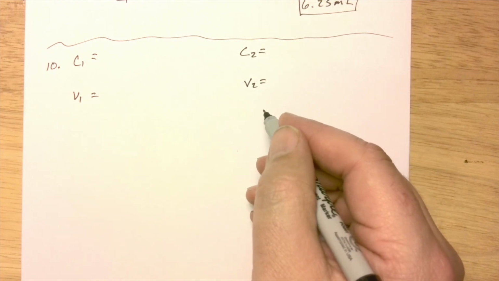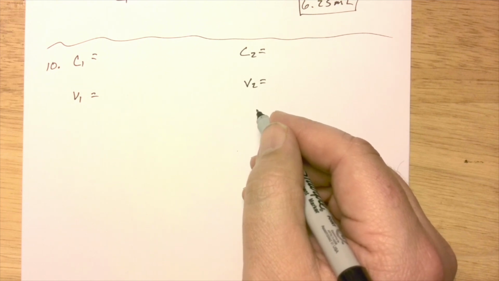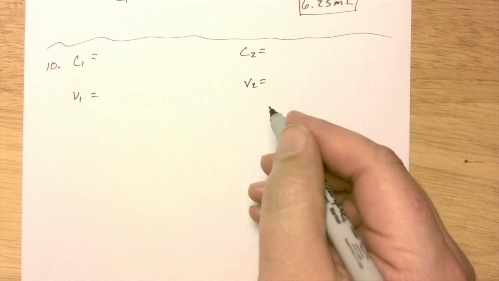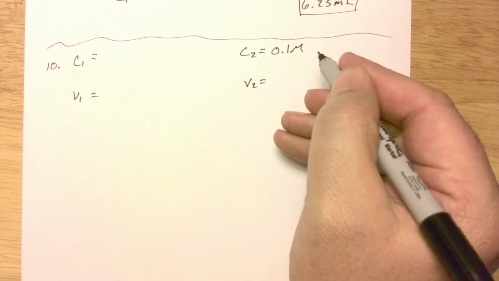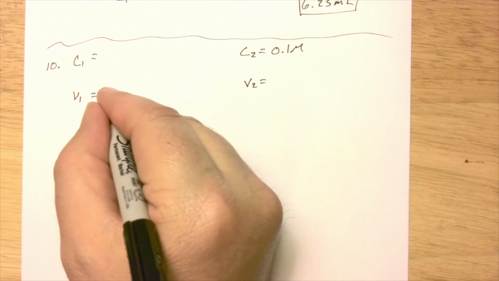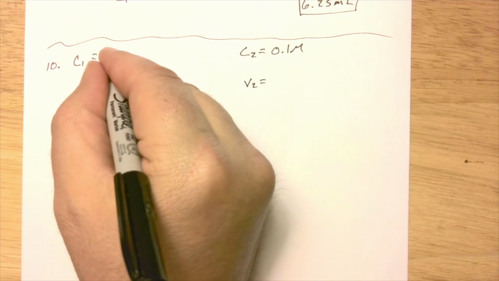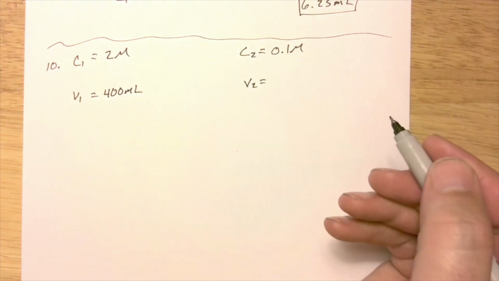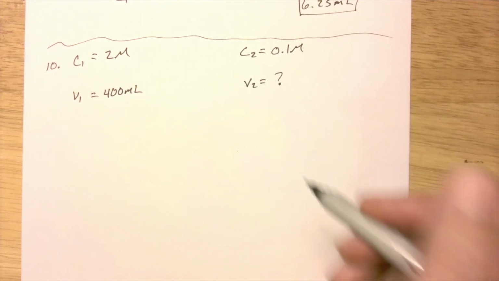Alright, so for this last one, you have 400 milliliters of a 2 molar solution of sodium hydroxide, and you're trying to make a 0.1 molar solution. Since you're trying to make that amount, that's going to be your 0.1 molar. But the 400 milliliters, that's your volume of a 2 molar solution. That's this part right here. And we're trying to find out how much you must dilute it to give you that concentration.